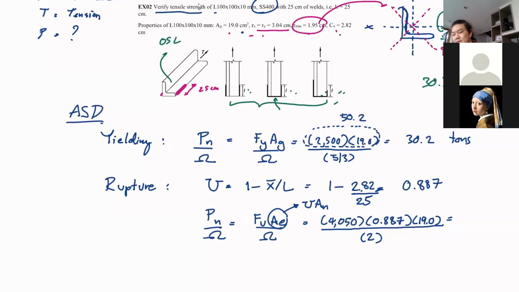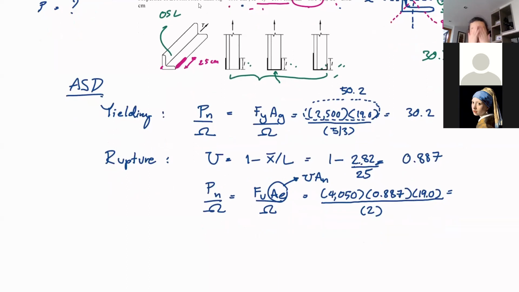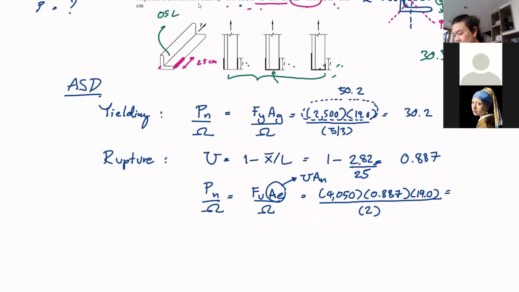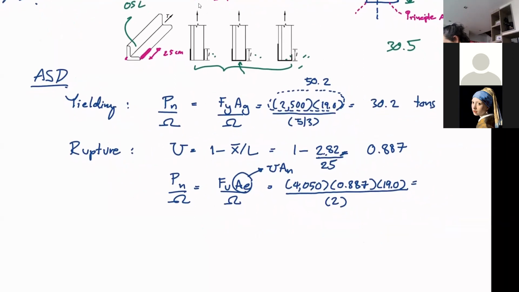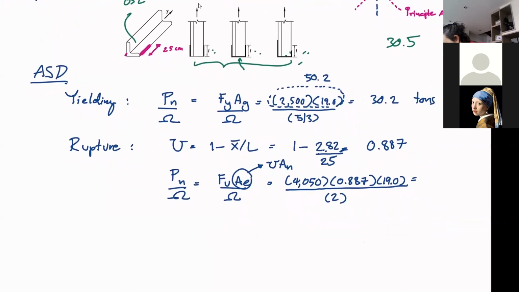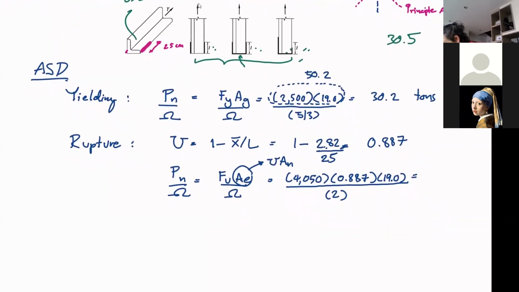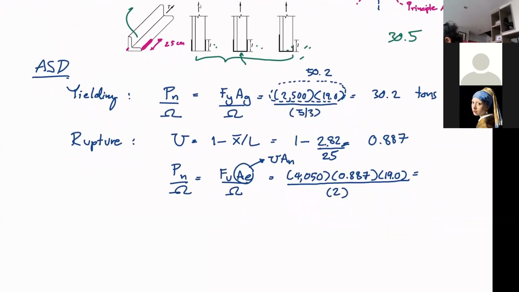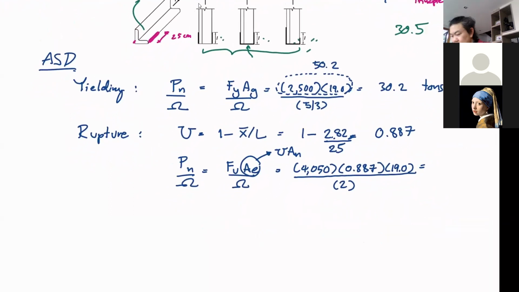Let's carry on. Okay, so, all right, where were we? So we are here, right? And now we are looking at the final number here. That is, where is it? Okay, 33.7 tons.